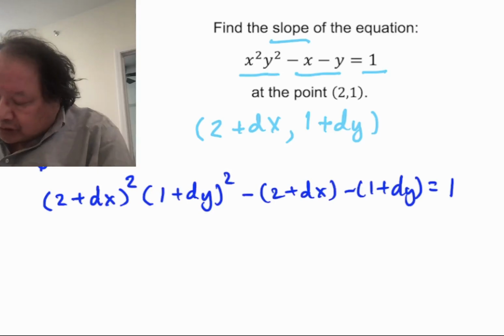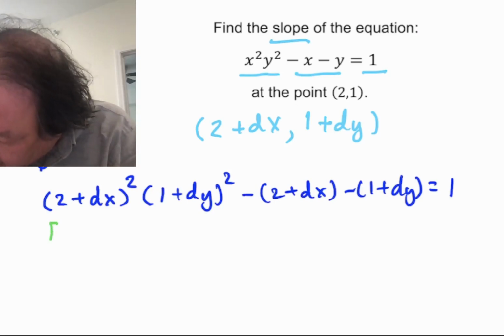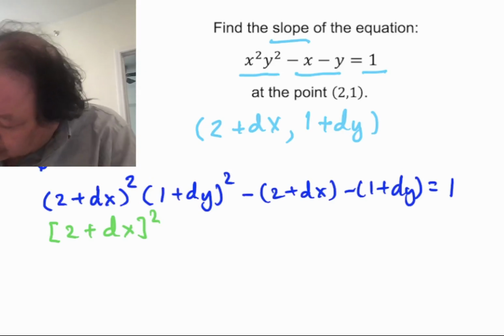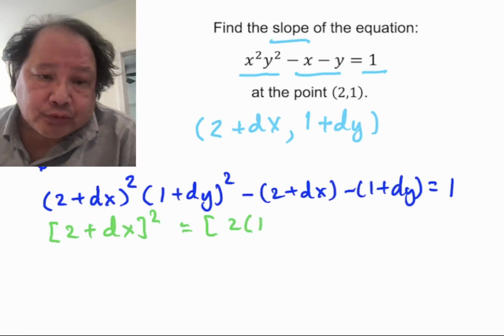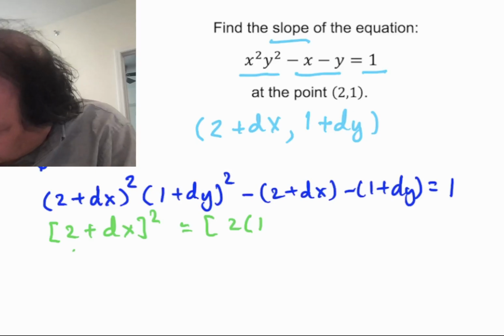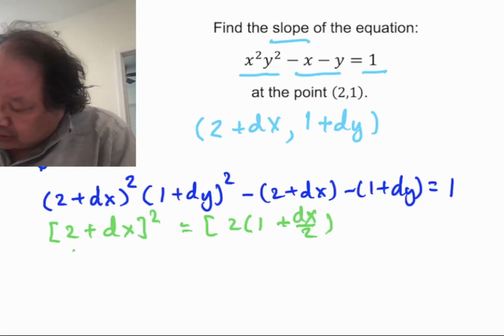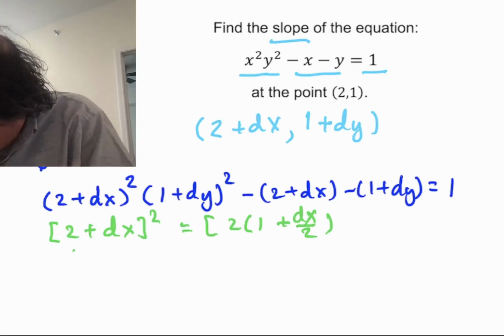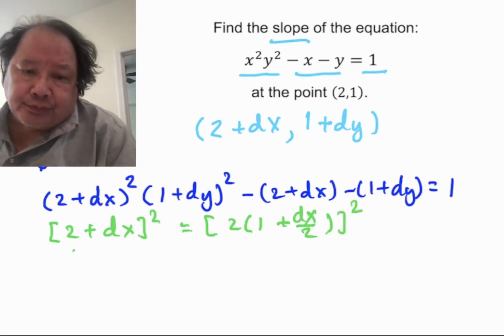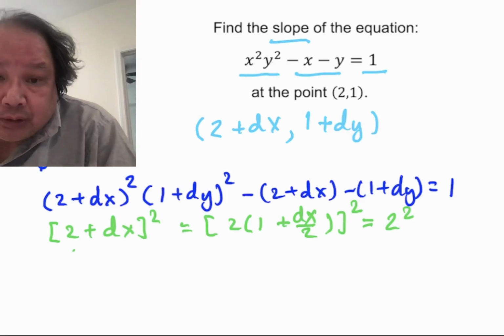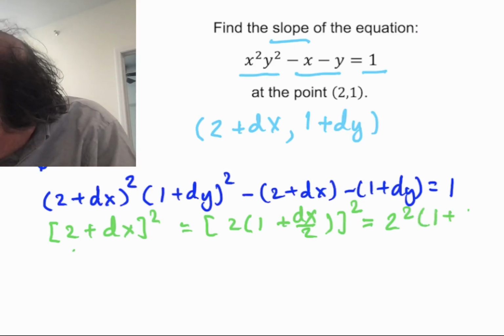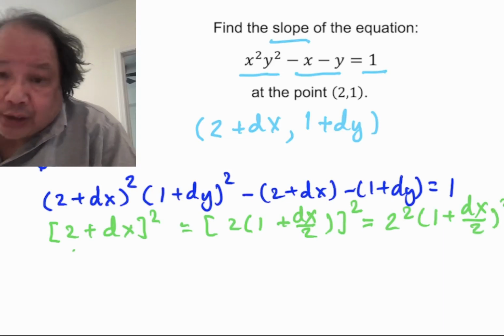For us to evaluate this expression, we need to figure out how to evaluate 2 plus dx squared. First, I'm going to pull out the 2. 2 times 1 is 2, and 2 times dx over 2 is dx. So I pulled out a 2, and the whole thing is squared, and I can expand that. That will be 2 squared times 1 plus dx over 2, squared.